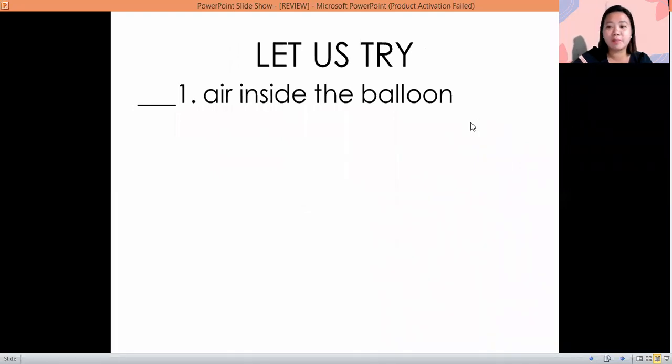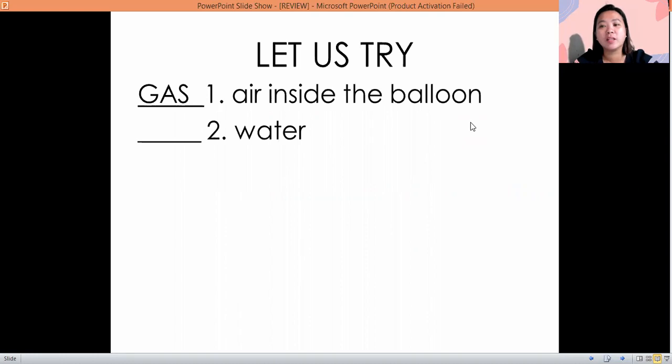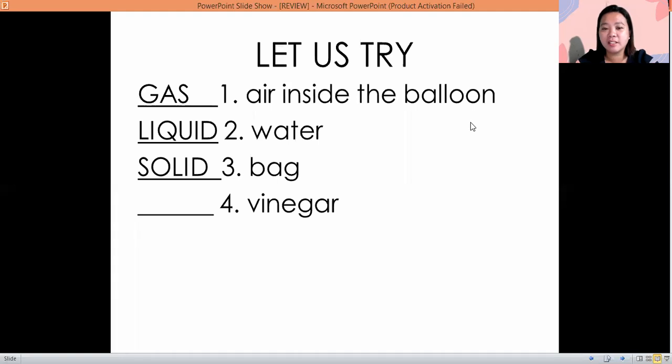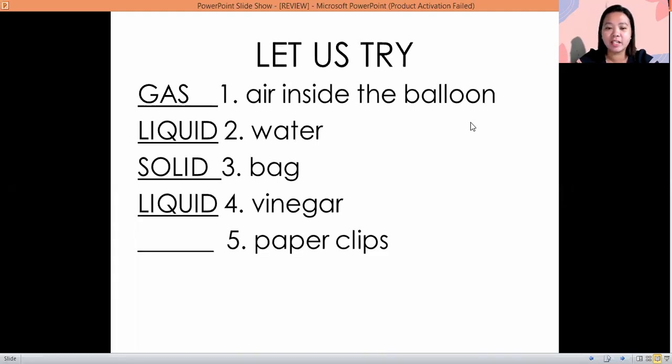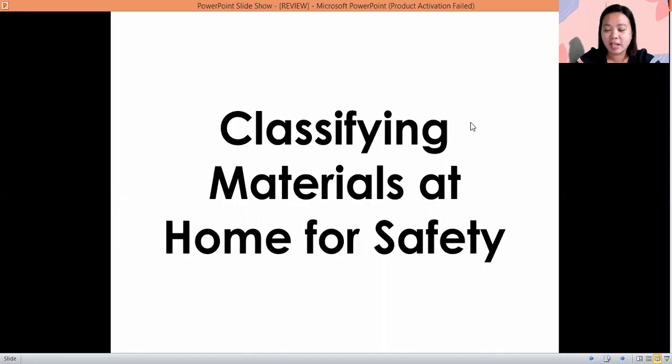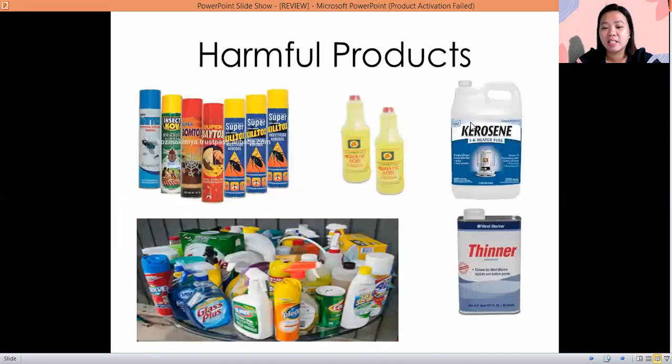So let's try. Please identify air inside a balloon, solid, liquid, or gas. Correct, it is gas. What about water? Solid, liquid, gas. Correct, it is liquid. Next, number 3, bag. Solid, liquid, or gas? Correct, it is solid. What about vinegar? Solid, liquid, or gas? Very good, it is liquid. Number 5, paper clip, solid, liquid, or gas? Correct, it is solid.